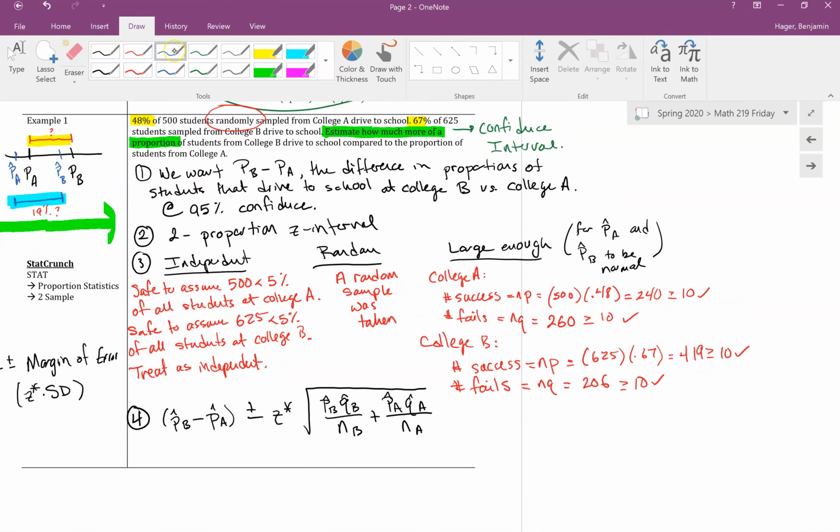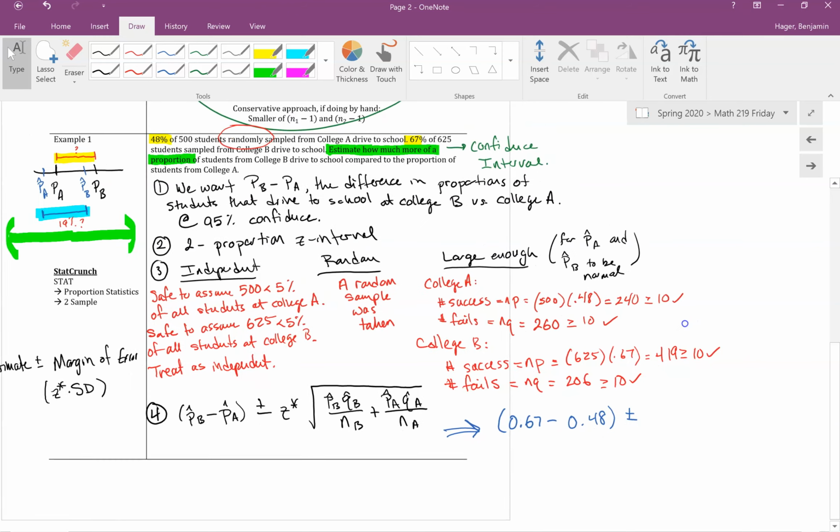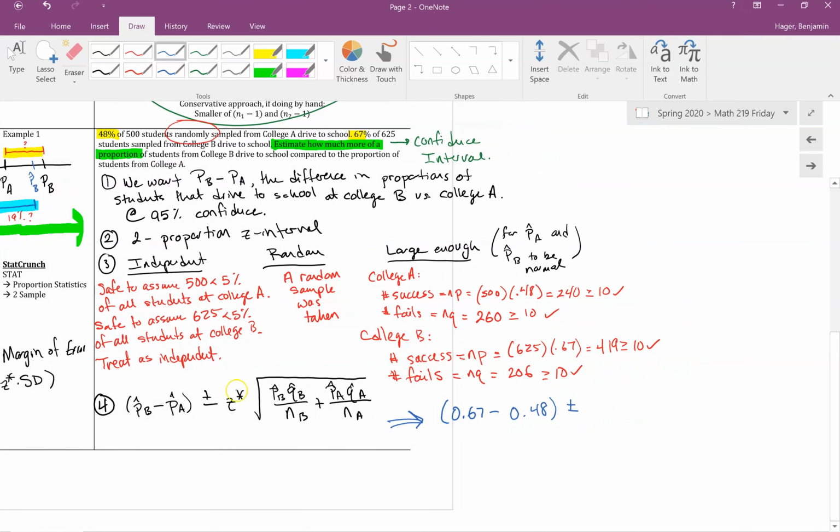Just plug and chug. I've got these numbers. So P hat B minus P hat A. At college B, we saw 67% of our sample drove to school. At college A, 48% of the sample drove to school. My critical z-score for a 95% confidence interval, if you recall, is 1.96.